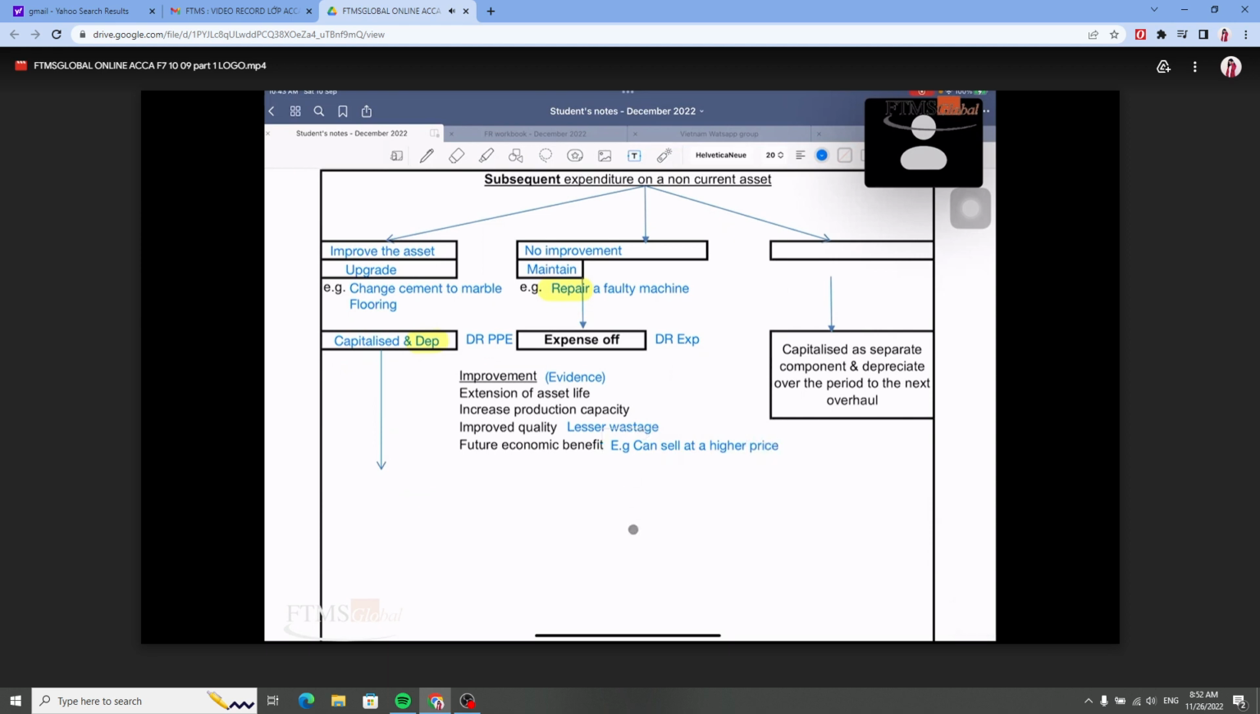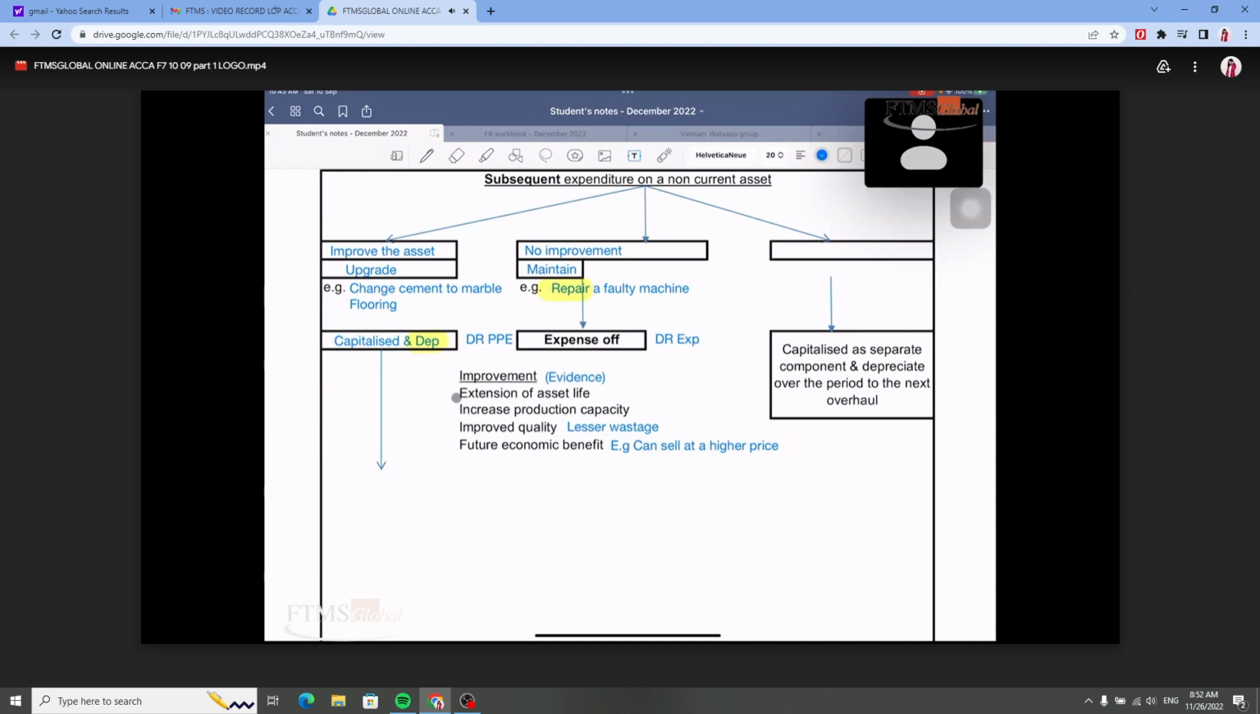Okay, now I can sell at a higher price. They will not tell you there's improvement. They will give you a scenario, then you need to analyze yourself whether there's improvement or not. So if they say after spending money on the asset, now I can sell at a higher price, that constitutes evidence for you to debit PPE.